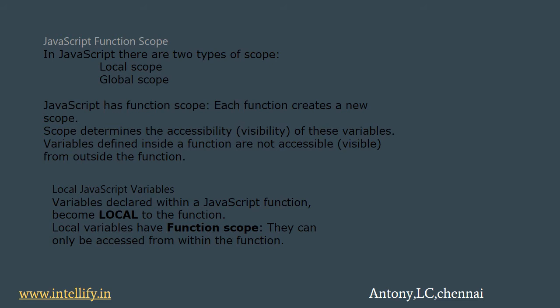Local JavaScript variables are the variables declared within a JavaScript function, and they become local to the function. Local variables have functional scope. They can only be accessed from within the function. Local scope is also called functional scope because local scope is created by functions in JavaScript. Variables in the local scope are only accessible within the function in which they are defined. That is, they are bound to the respective functions, each having different scopes.